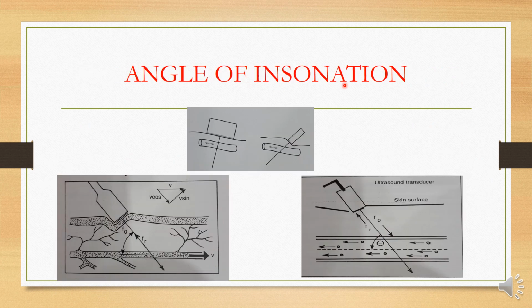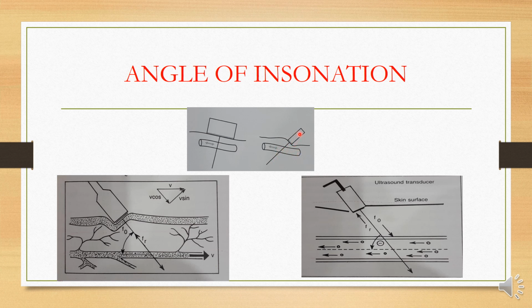Angle of inclination is very important to determine the exact velocity of the RBC flowing in the artery. See, this is a transducer which is kept at a right angle to the artery. So it is emitting the sound wave and receiving at the same angle. So it won't be able to detect the flow of RBC from one point to here. But if the angle of the transducer is changed, now it can receive the signal from the RBC from here to here. The distance covered by this RBC can be easily detected.